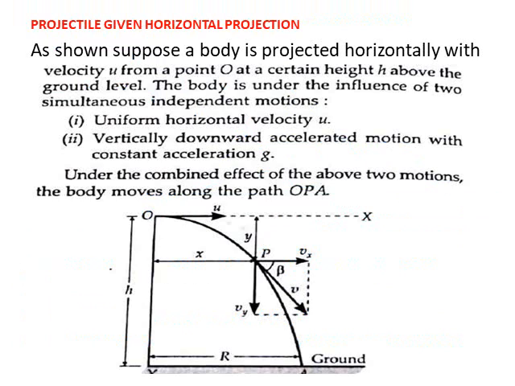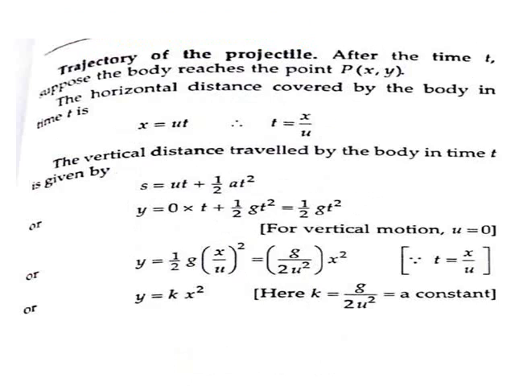Now, this is another mode, when you are given the horizontal velocity only. So, the projectile is given in the horizontal direction. As shown, suppose a body is projected horizontally with velocity u from the point O at a certain height h above the ground level. Now, the body will move under the influence of two motions, horizontal velocity as well as vertically downward accelerated motion with constant acceleration g. But the horizontal velocity is uniform. And under this combined effect, the body will travel the projectile path OPA.